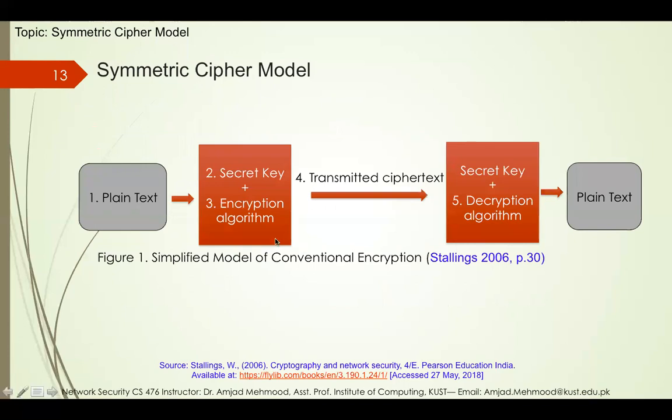Now you can see here, this is the pictorial view of the symmetric cipher model. You have 5 components: plain text, secret key, encryption algorithm, transmitted ciphertext, and decryption. Plain text, everybody can read this message, and you will give this plain text to the encryption algorithm, and then the key will be applied on the encryption algorithm, and then the ciphertext will be prepared, and then the ciphertext will be transmitted over this channel, and it reaches a receiver where the decryption will be applied, and the same key will be input to the decryption algorithm, and you will get the plain text back.